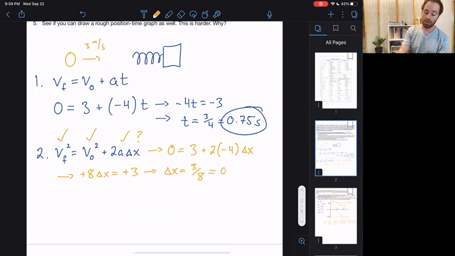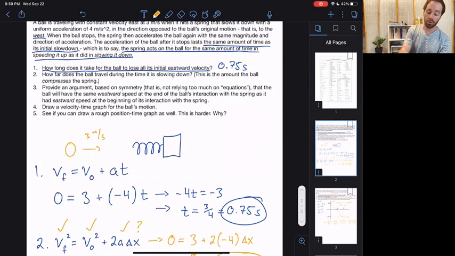3 over 8 is 0.375 meters. So how far does the ball travel? It's 0.375 meters. Sometimes when you're talking about spring compression problems, especially later in the year, you might refer to this in centimeters because that's a typical unit to refer to spring compression. So you would call this 37.5 centimeters.